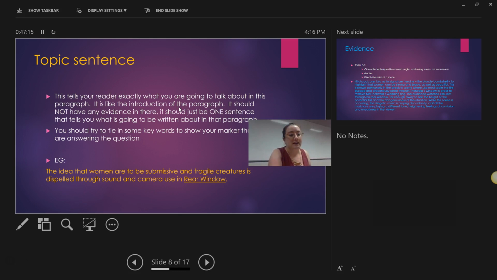Okay? So, here's my example. The idea that women are to be submissive and fragile creatures is dispelled through sound and camera use in Rear Window. So I've given the societal idea, which is the women are to be submissive, and I've even used the word idea there, and then I've got sound and camera use. Here, I'm answering the question. Here it is.